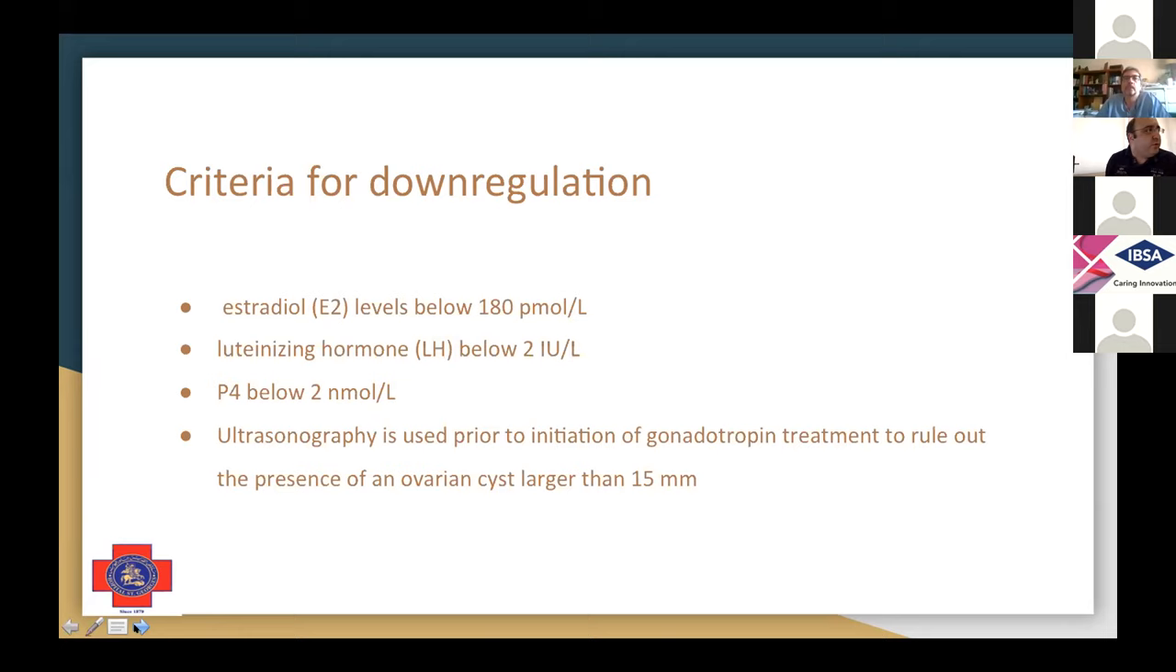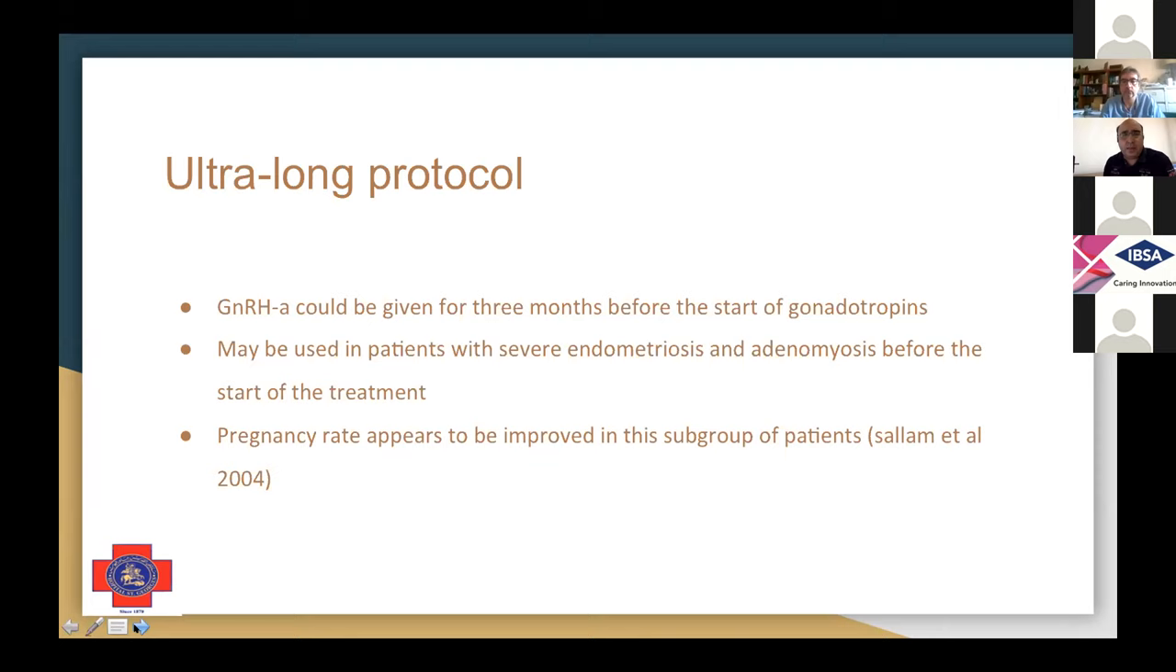A pelvic ultrasound must be done to rule out the presence of any cyst, any follicle more than 12 or 15 millimeter. Because if we start with a follicle with increased diameter, it decreases good response, and we can have an ovarian cyst. In the ultra long protocol, we give GnRH agonist 3 months before the start of gonadotropin. Every month, one dose, for example, of Decapeptyl. And we may use this protocol when we have a severe endometriosis or adenomyosis before the treatment. Pregnancy rate appears to be improved in this subgroup of patients.